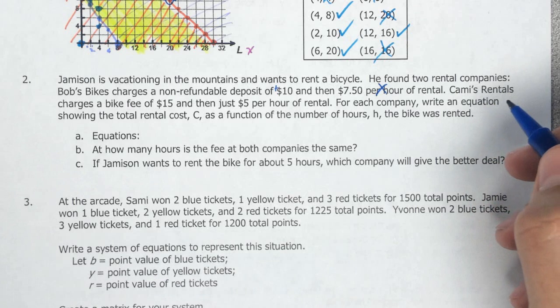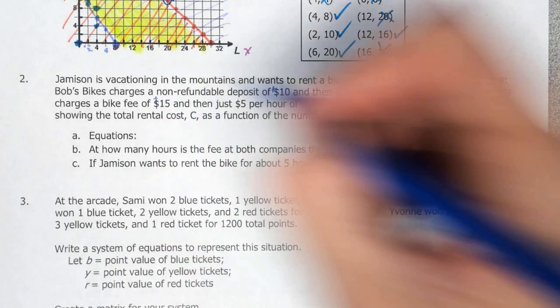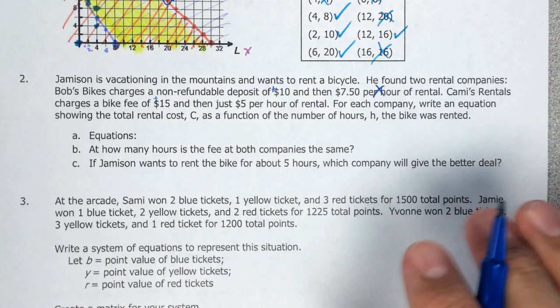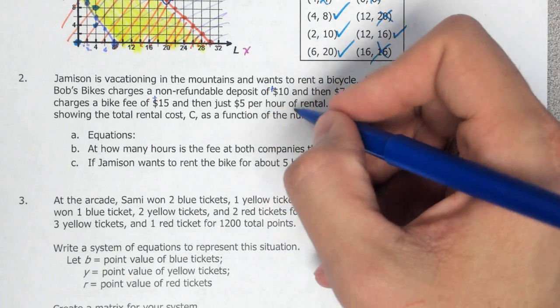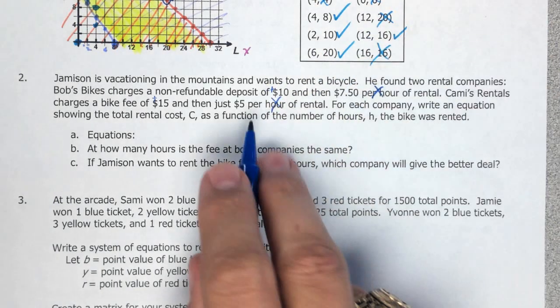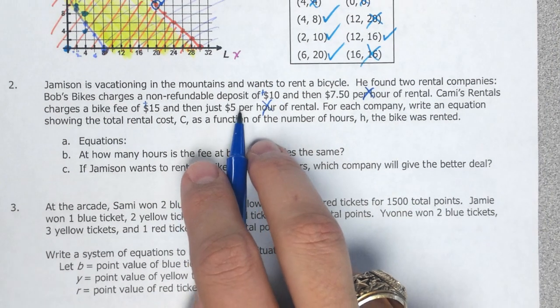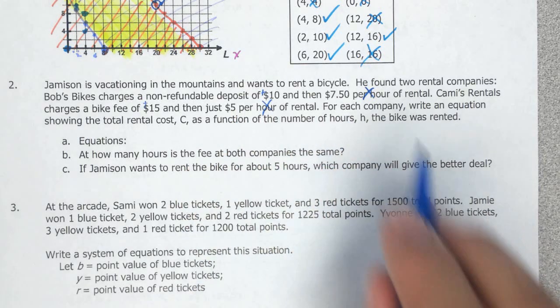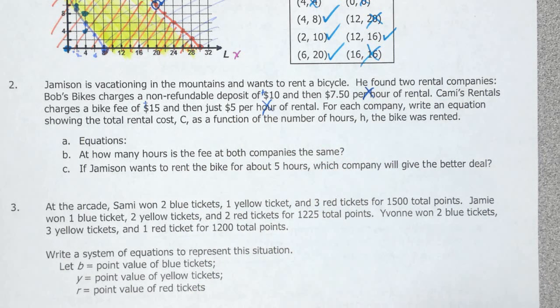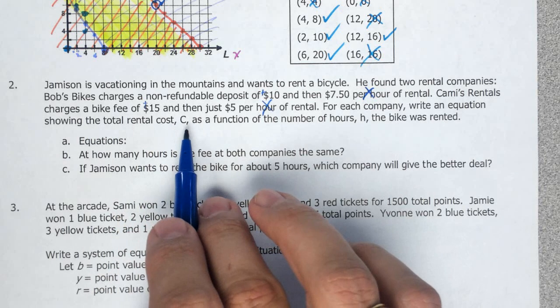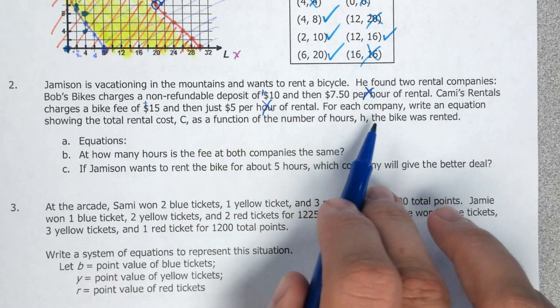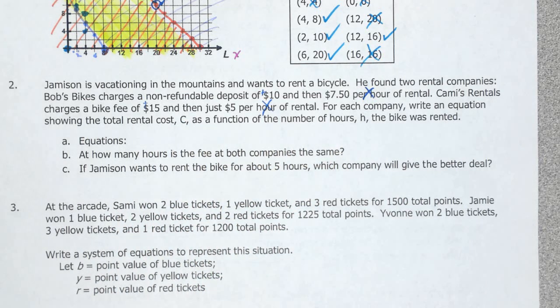Cammie's rental charges a bike fee of $15. That's my standard normal fee that doesn't change, and then $15 per hour of rental. That's my change. That's my slope. For each company, write an equation showing the total cost of rental, C, as a function of the number of hours the bike was rented.